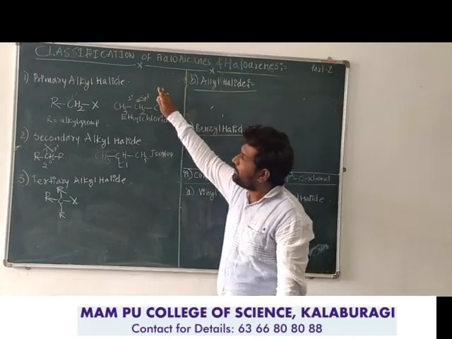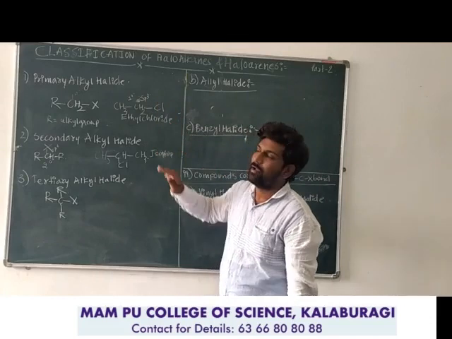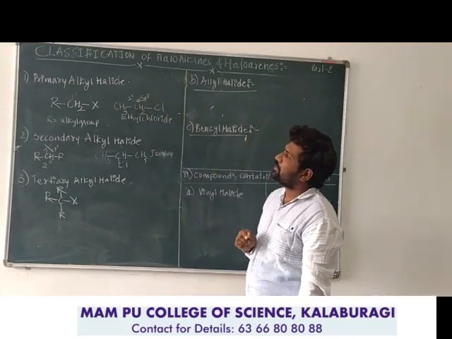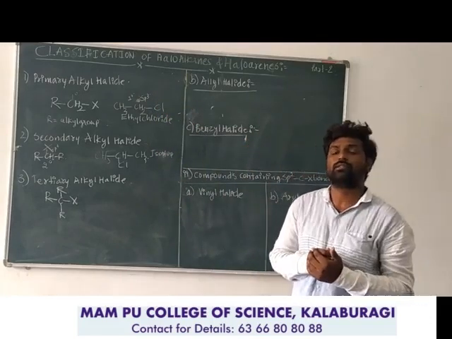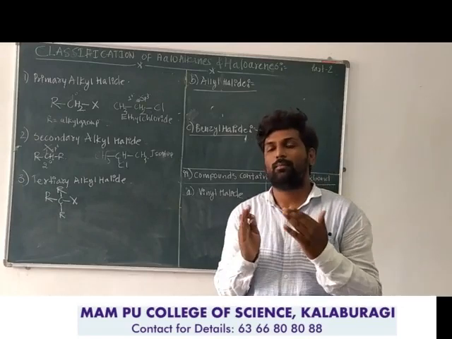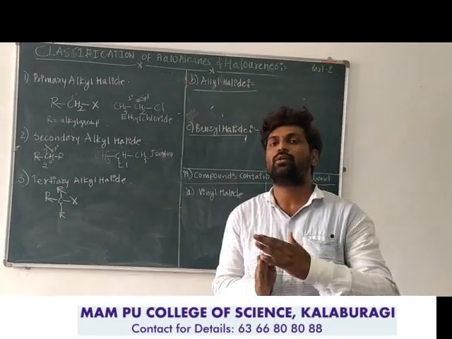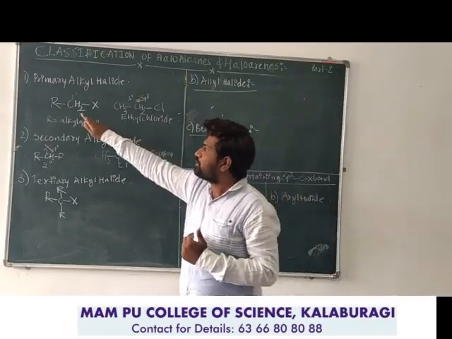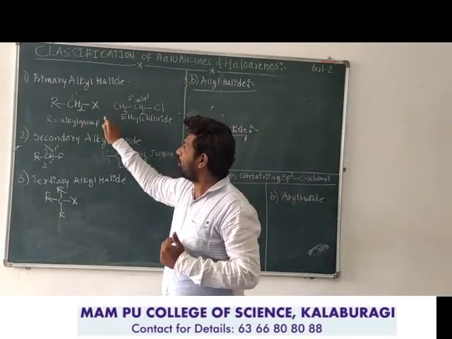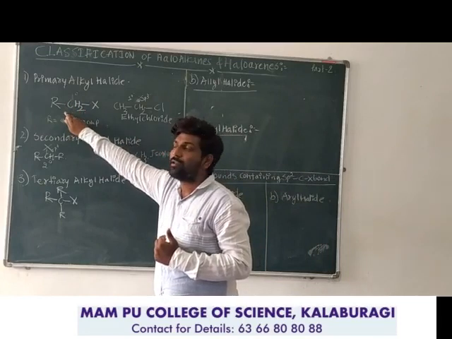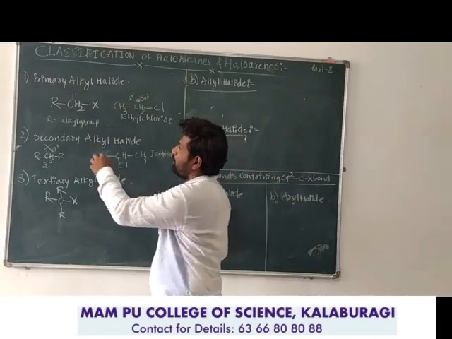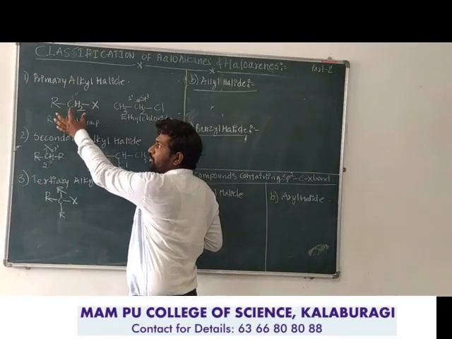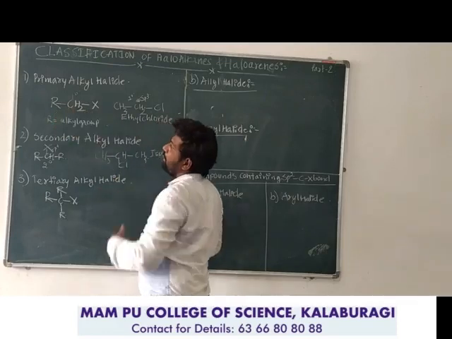So, primary alkyl halide, secondary alkyl halide. A primary alkyl halide is a type of alkyl halide where the halogen is bonded to an sp3 hybridized carbon atom, which is bonded to only one carbon atom or no other carbon atom. These have the general formula RCH2X, where R is an alkyl group. So here the halogen atom is bonded to the sp3 hybridized primary carbon atom.